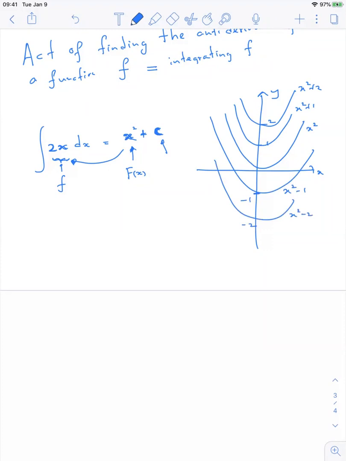Like that, you can have a number of functions as answers depending on the value of c. But if you differentiate, you will only have one answer, right? So that's the difference.